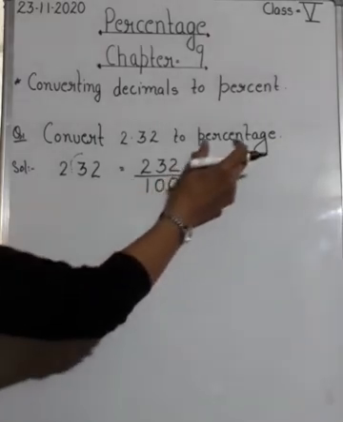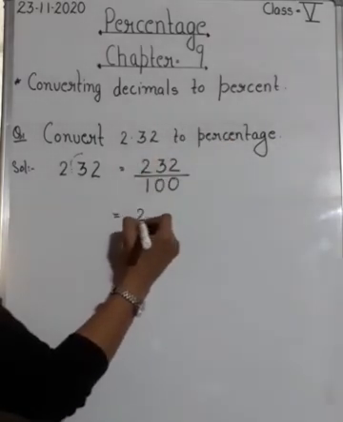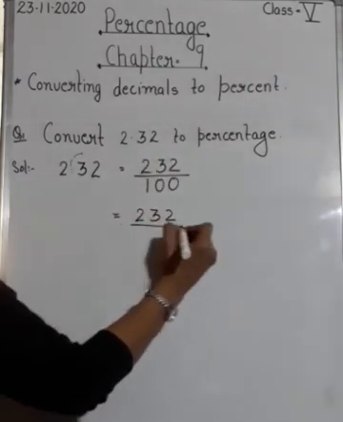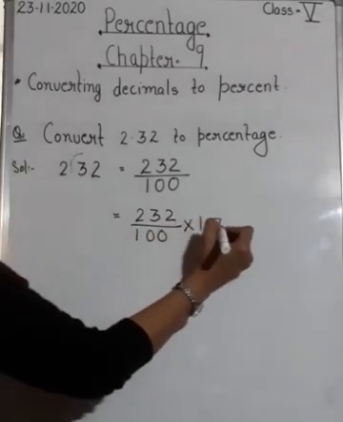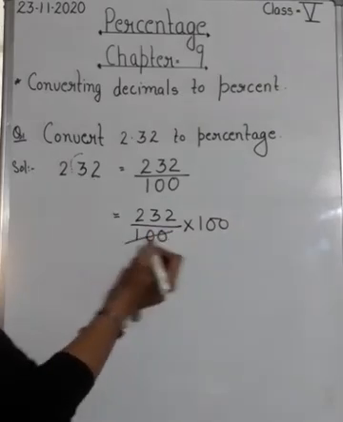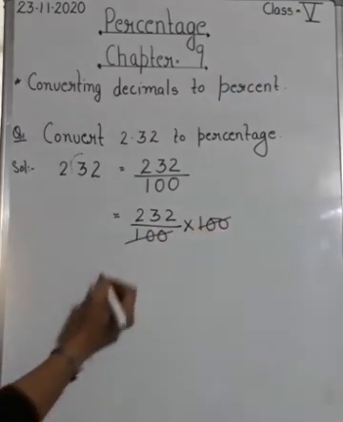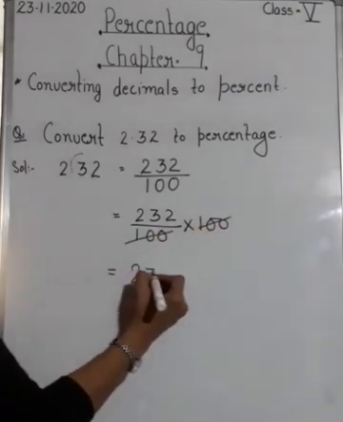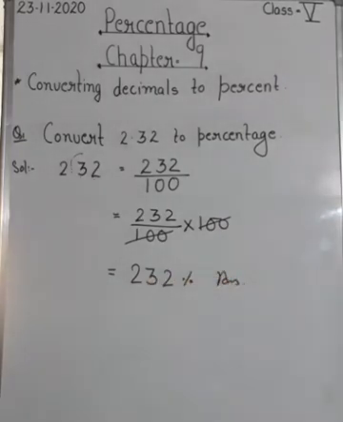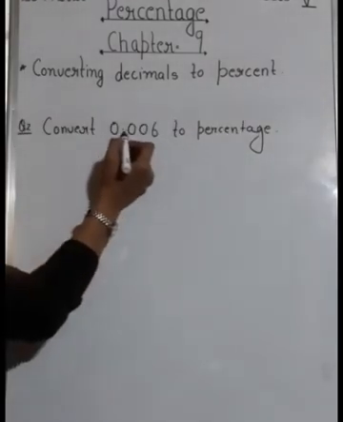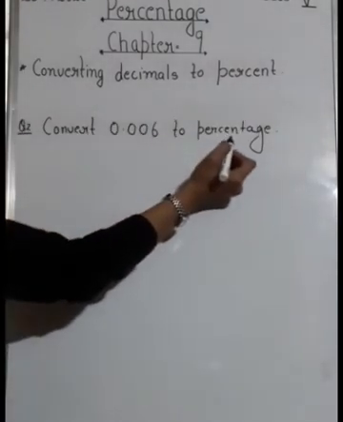Now you have to find its percentage, and we know how to find the percent. For finding the percent, we have to multiply the fraction with 100. So I have multiplied it with 100. Now you will cut this 100 from this 100. Clear? So you will be getting 232%, and this will be your answer. Clear? Question number 2 is convert 0.006 to percentage.